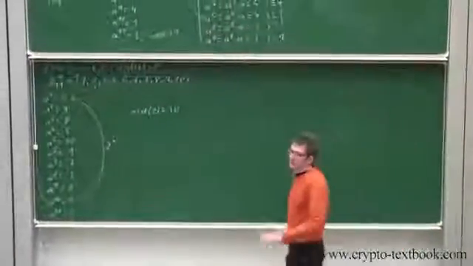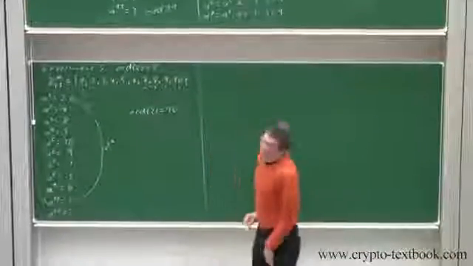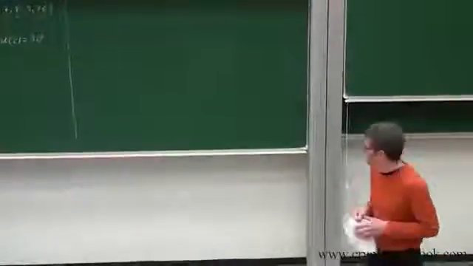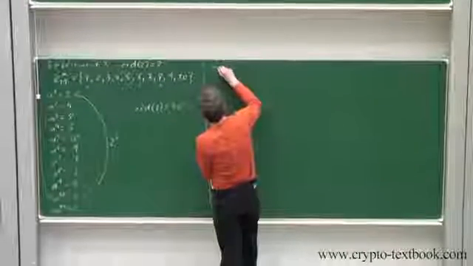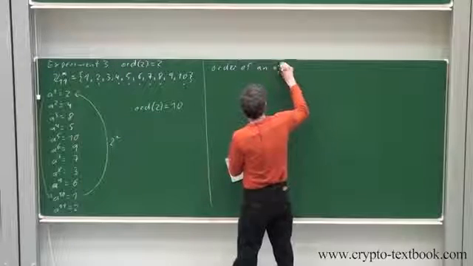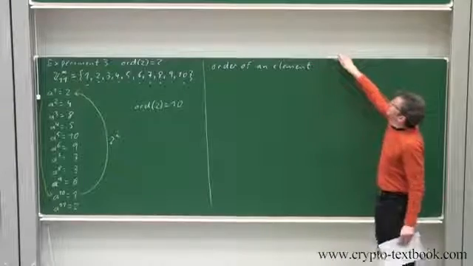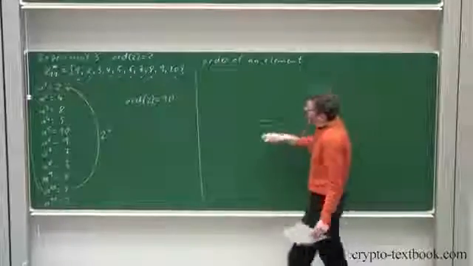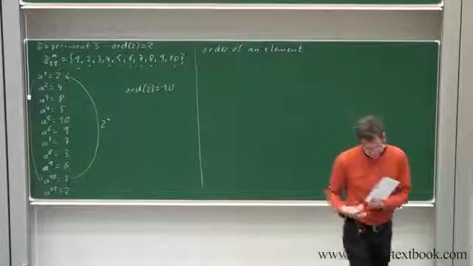So now we're going to put that in a very systematic fashion. The order of an element we encountered twice already. Here we figured out the order of the element 3 is 5, and here the order of the element 2 is 10. So there's a more formal definition.